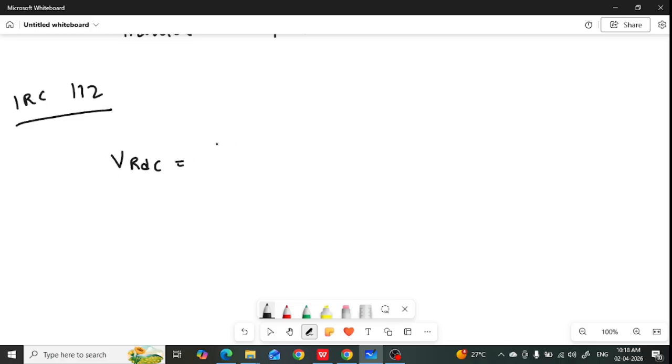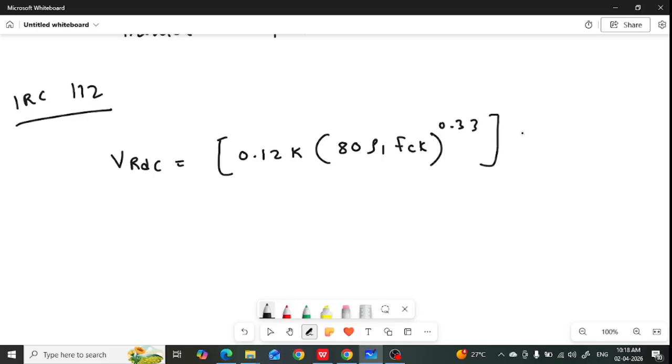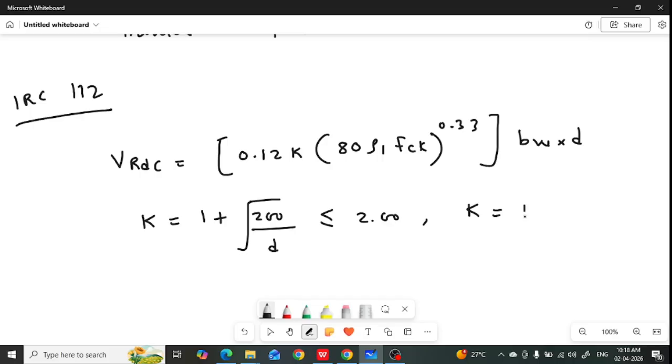VRDC equal to 0.12 K bracket 80 rho 1 FCK raised to 0.33 bracket close into BW into D, where K equal to 1 plus under root 200 divided by small d, which should be less than or equal to 2. So when you substitute the value of d, the k value you are getting is 1.953.